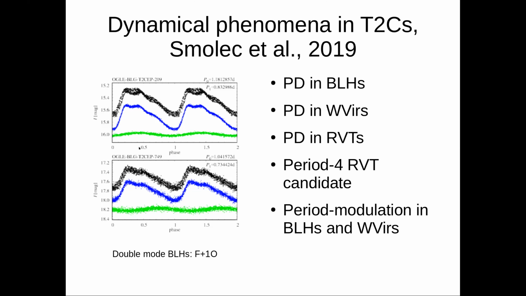But in this plot on the left side, you can see something that is very new. It was a result from 2019. That means that the first double-mode BL Herculis stars were observed, where the fundamental mode and the first overtone are excited at the same time. So the black line is the observed light curve, the blue line is the fundamental mode, and the green line is the first overtone that is observed.